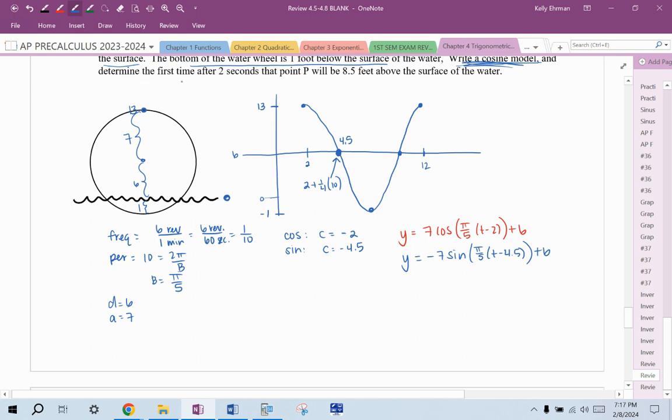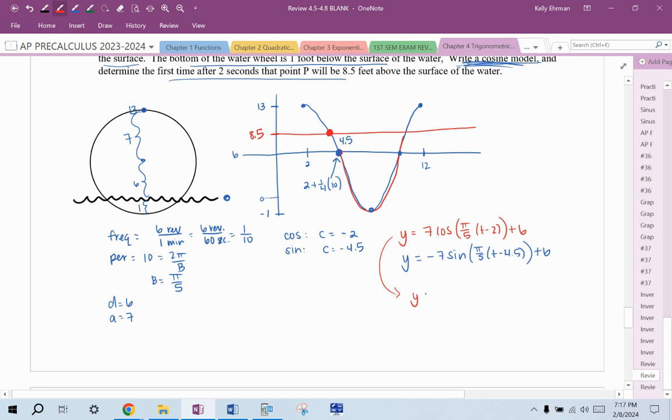Write a cosine model and determine the first time after 2 seconds that the point will be 8.5 feet above the surface of the water. Even if I didn't tell you to write the cosine model, you would need to use that to find the first time, because, okay, mark off where 8.5 is-ish, right here. Which curve are you on when you hit 8.5 for the first time after 2? You're on the cosine curve. You haven't hit your sine model yet. So you can't use the sine curve for this one. You have to use cosine.